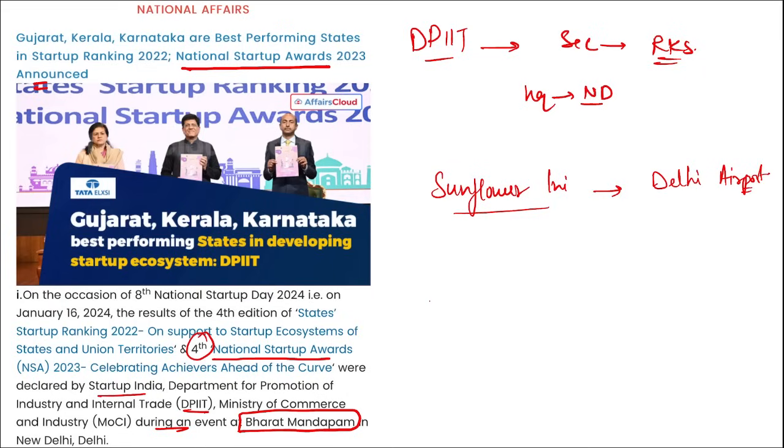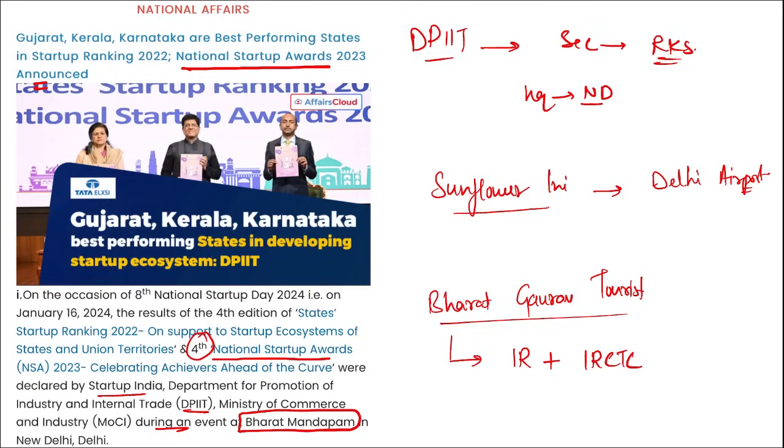Right? Then Bharat Gaurav Tourist. Bharat Gaurav Tourist, this is an initiative that was launched by whom? It was launched by Indian Railways in collaboration with IRCTC. Right? Then India, along with which country, signed an MOU in order to set up a dynamic startup ecosystem? So India and USA, they recently signed a memorandum of understanding in order to set up or connect a dynamic startup ecosystem.